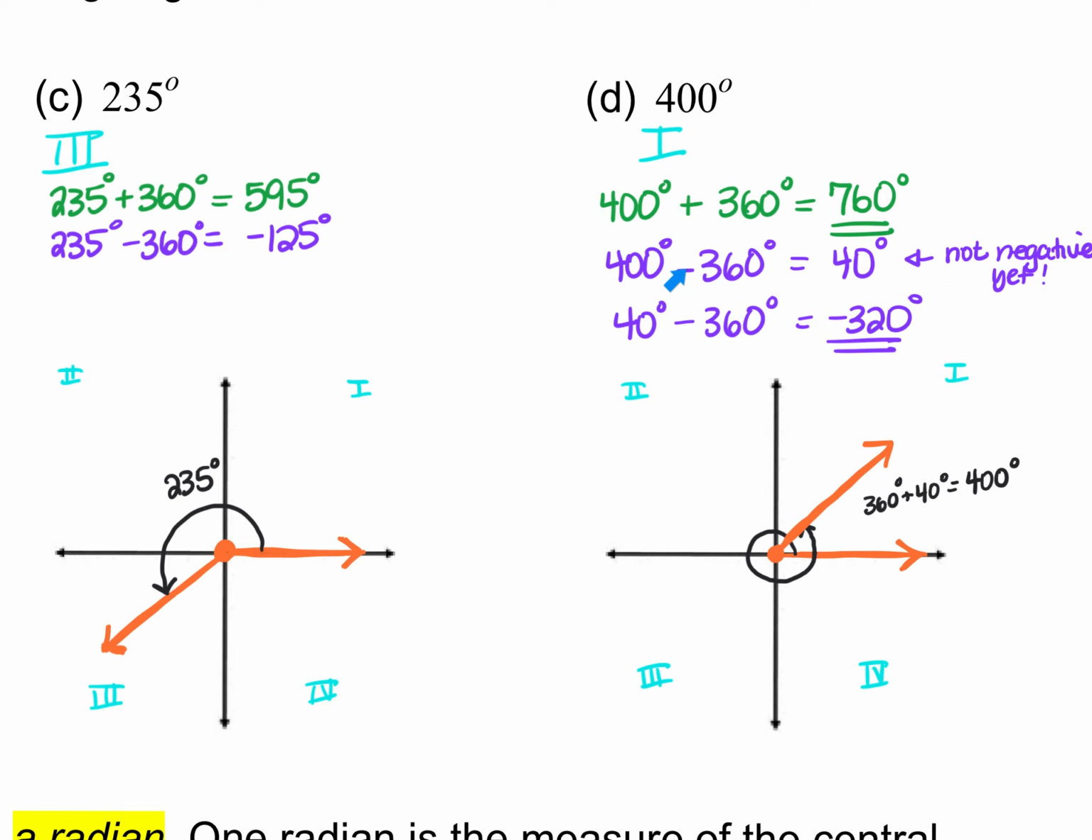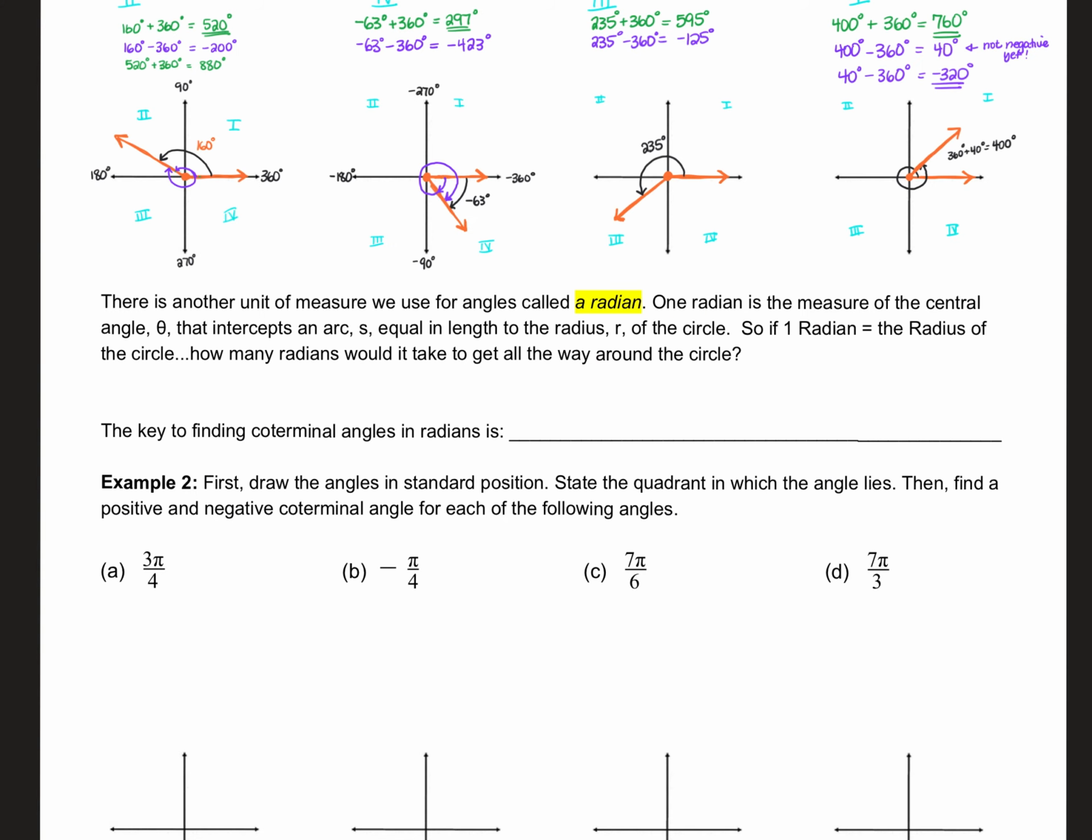So what I have to do is take that 40 degrees and continue to rotate backwards another full rotation to get the negative 320 degrees. All right, next up is we're going to talk about radians. So to create a radian, what we'll do is we'll take one radius of the unit circle and wrap it around the outside of the circle.